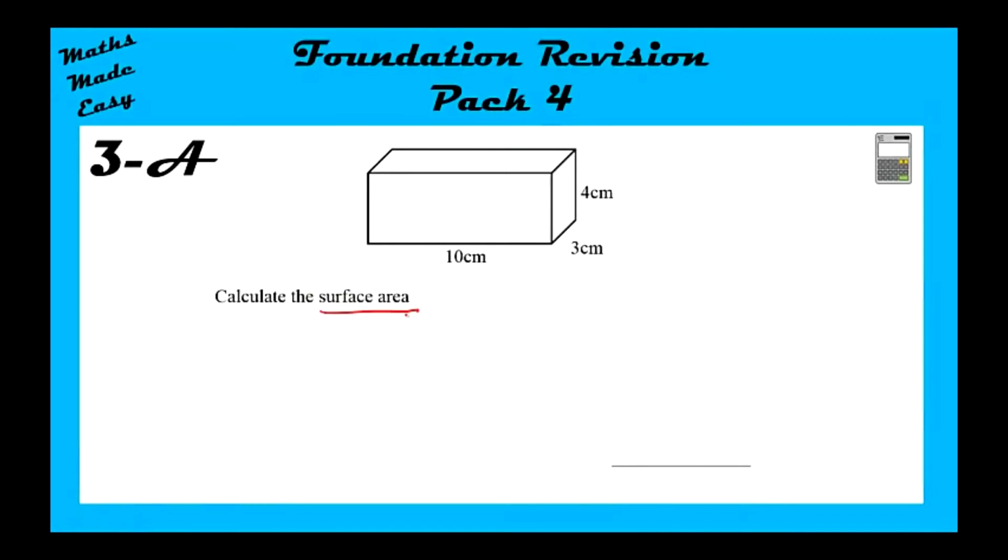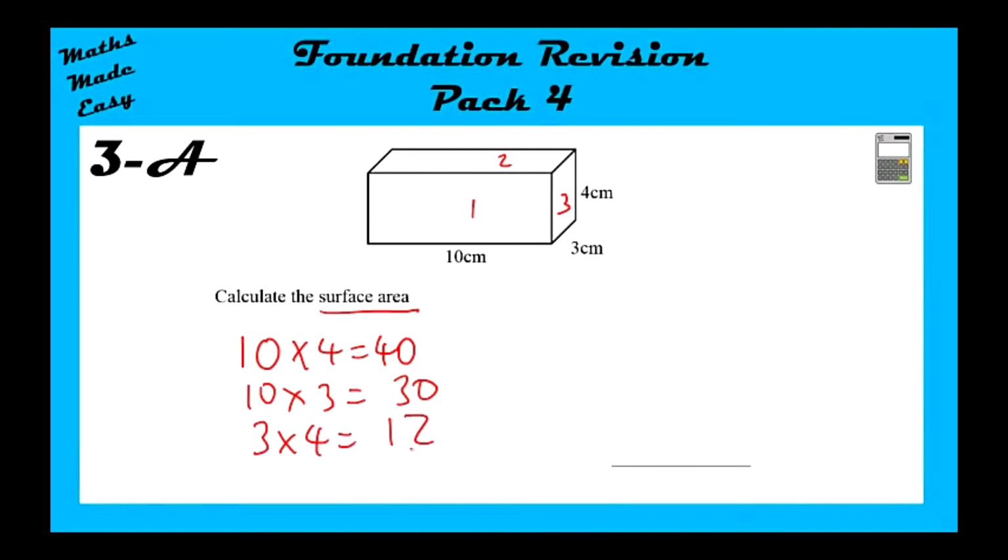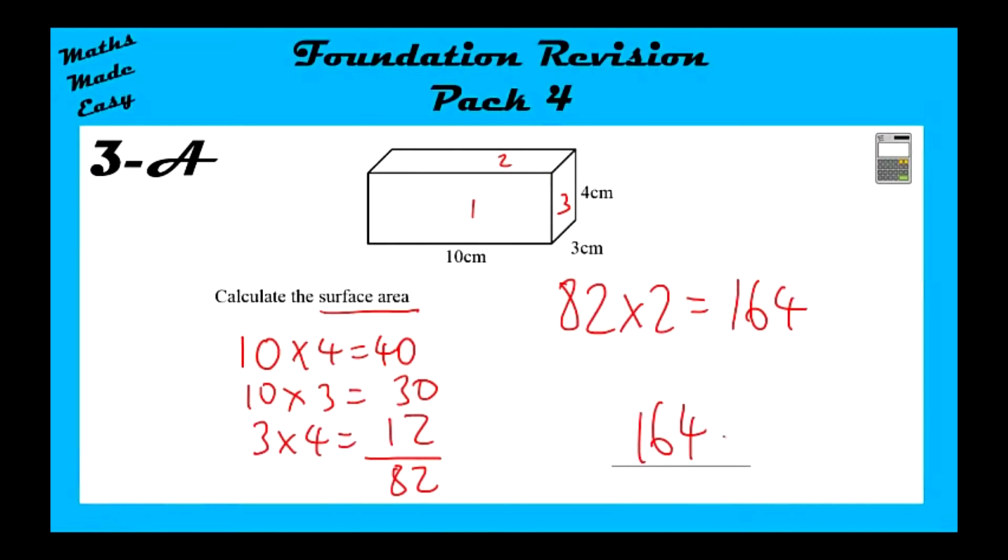Question 3a, calculate the surface area. The surface area of a cuboid like this is the area of all of the faces. Now we can see 3 of those faces. The first one is 10 by 4, which equals 40. The second face on the top is 10 by 3, which equals 30. And the final face, face 3 on the right hand side there, that's 3 by 4, which equals 12. So if we add all of these up, we get 82. That accounts for the 3 faces we can see on the front. Then 82 times by 2 equals 164, and that's your answer, 164 centimeters squared.